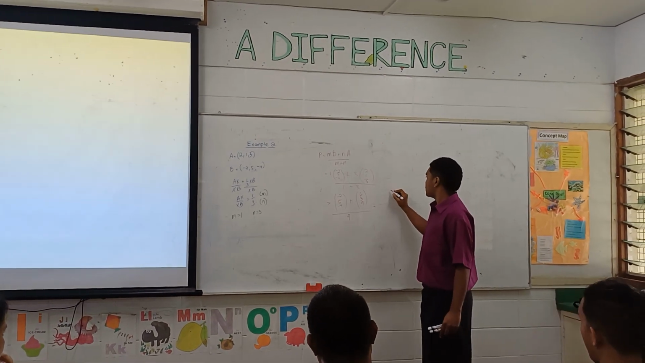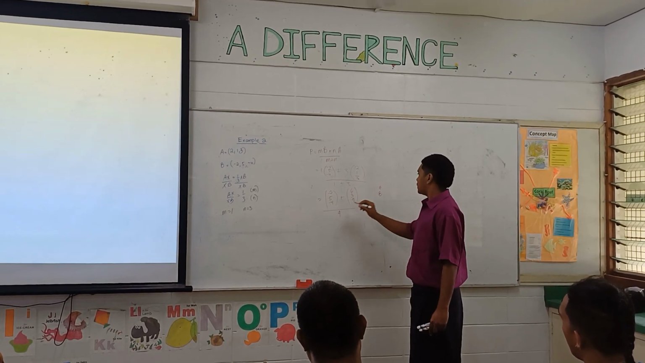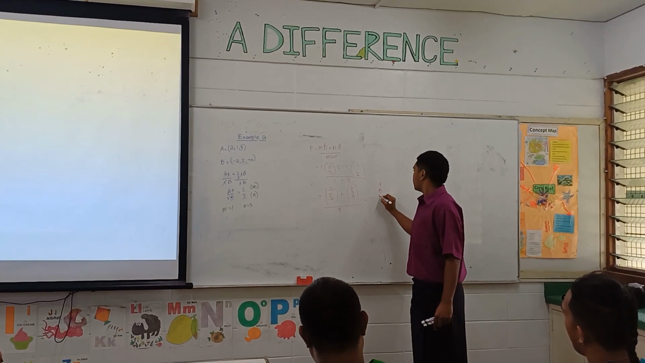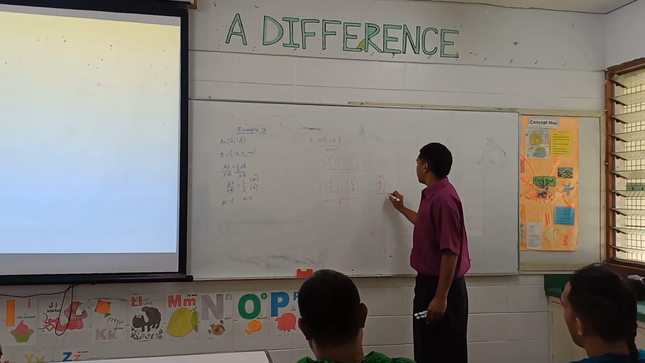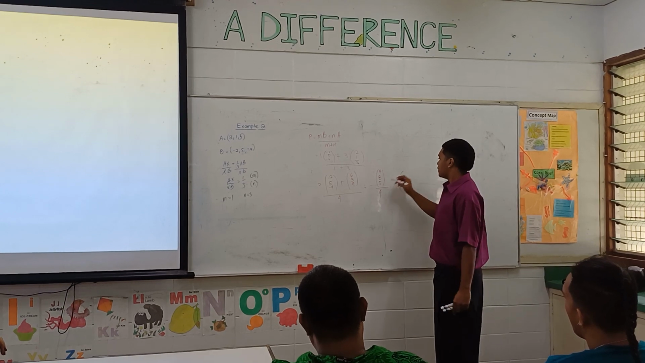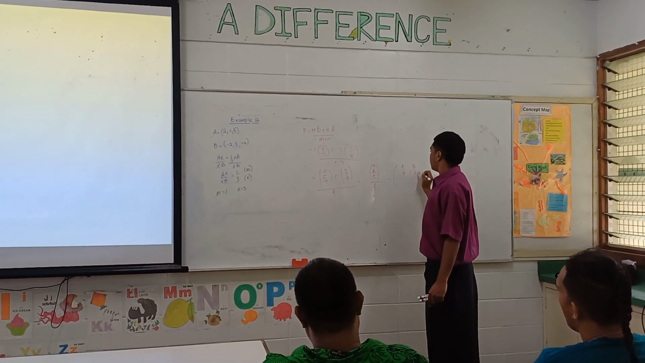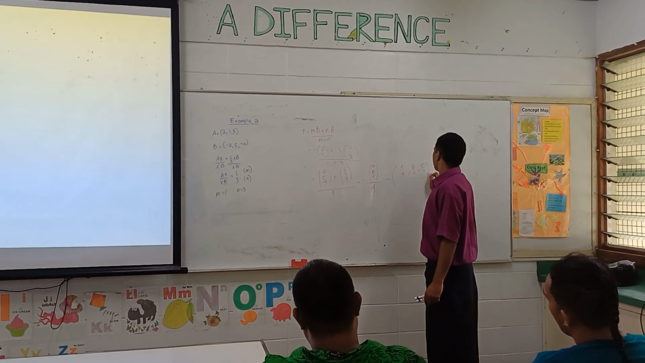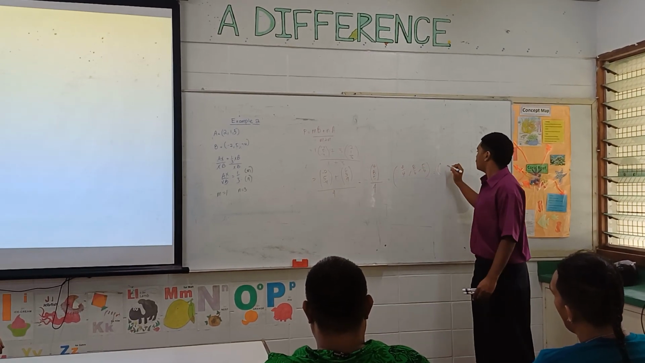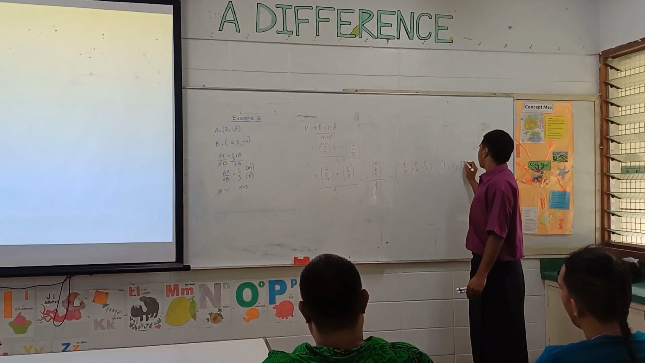Minus 2 plus 6? 4. 5 plus 3? 8. Minus 4 plus 9? 5. Right, divided by 4. Now final answer, how will it look like? 4 over 4, 8 over 4, and 5 over 4. Simplify 4 over 4. 1, 2, and 5 over 4.